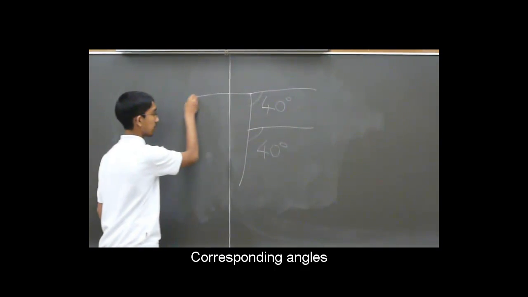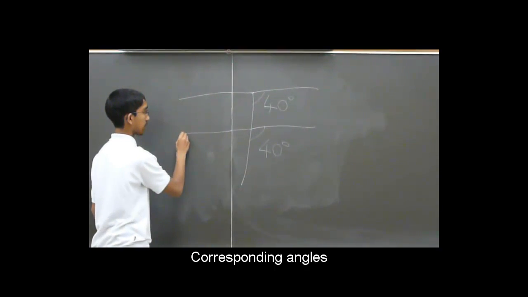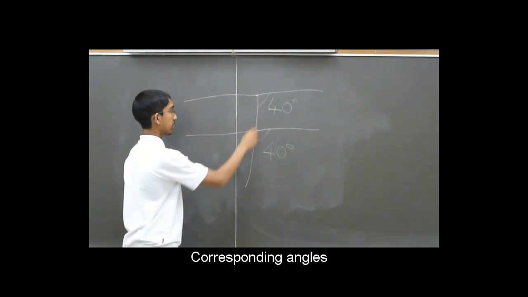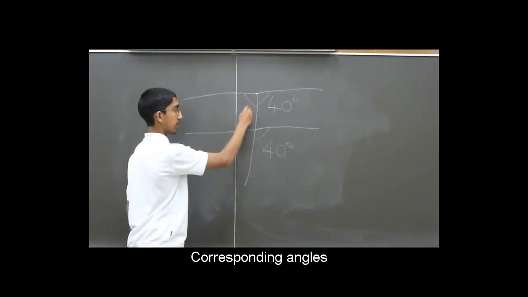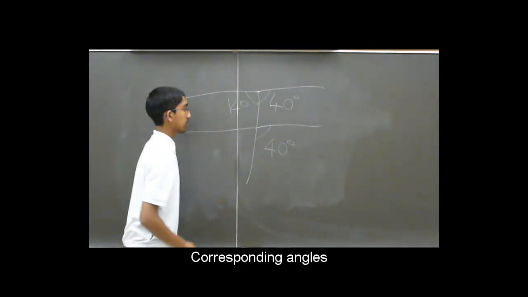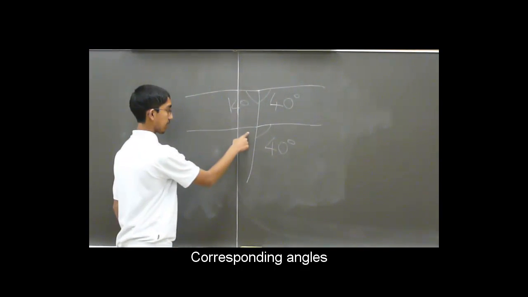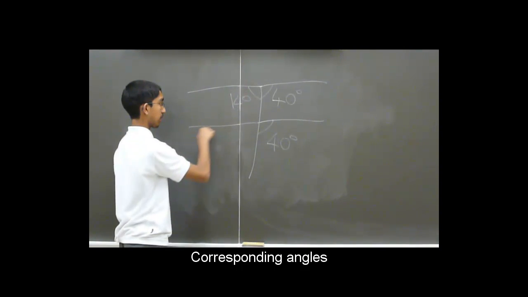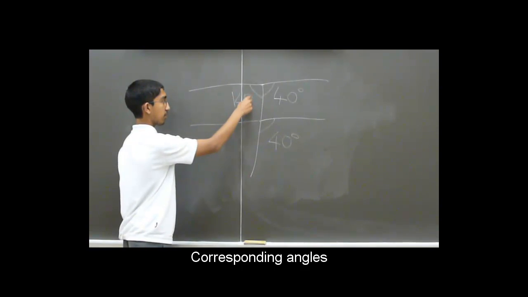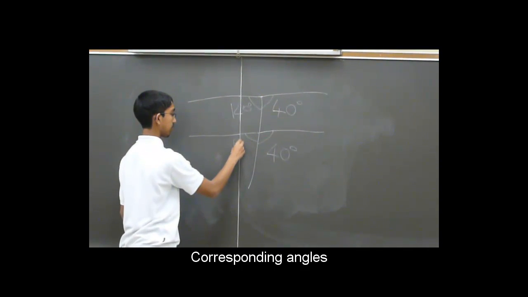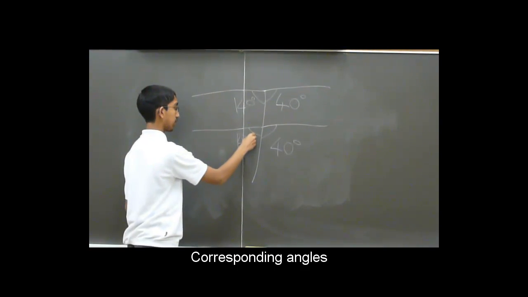So also on this side. Now since a straight line equals 180 degrees, this angle theoretically equals 140 degrees. And now we'll use the corresponding pattern to find this angle. Since this is an F pattern, and this equals 140 degrees, this angle would also equal 140 degrees theoretically.